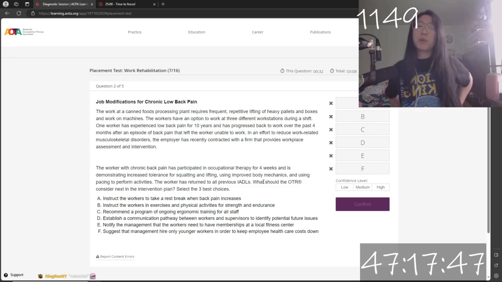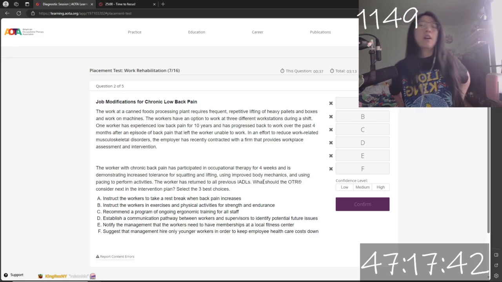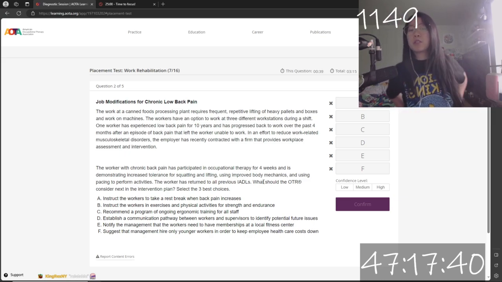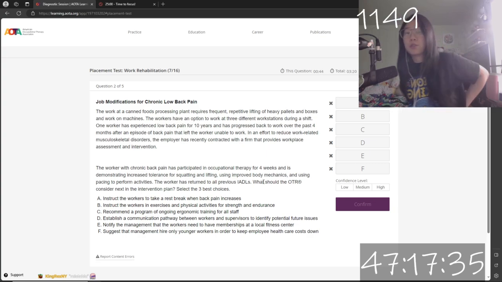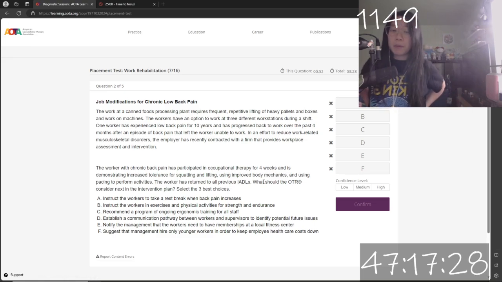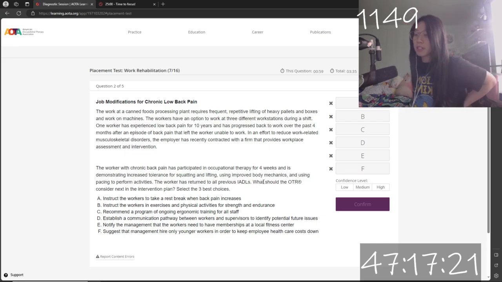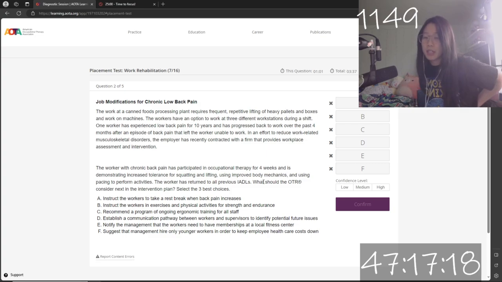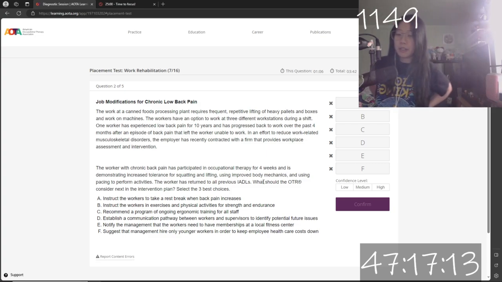The workers have the option to work at 3 different workstations during a shift. One worker has experienced low back pain for 10 years, progressed back to work over the past 4 months after an episode of back pain that left him unable to work. In an effort to reduce work related musculoskeletal disorders, the employer has recently contracted with a firm that provides workplace assessment and intervention. The worker with chronic back pain has participated in OT for 4 weeks and has demonstrated increased tolerance for squatting and lifting, improved body mechanics, using pacing to perform activities. The worker has returned to all previous IADLs. What should the OT consider next in the intervention plan?